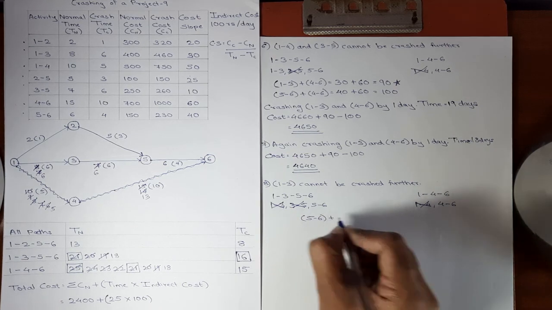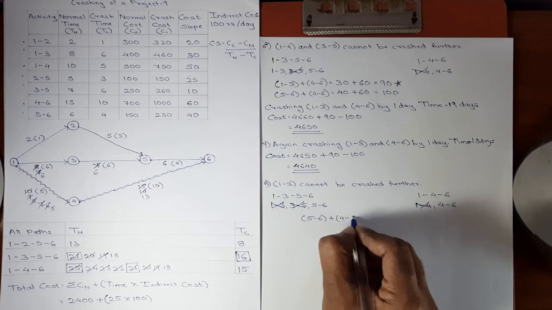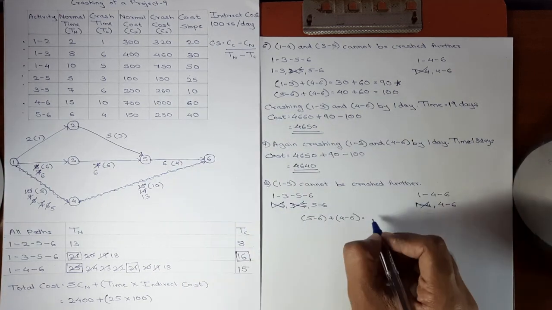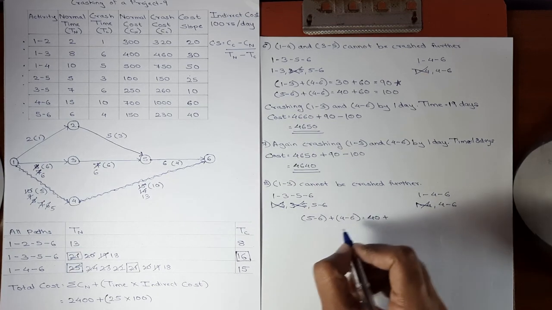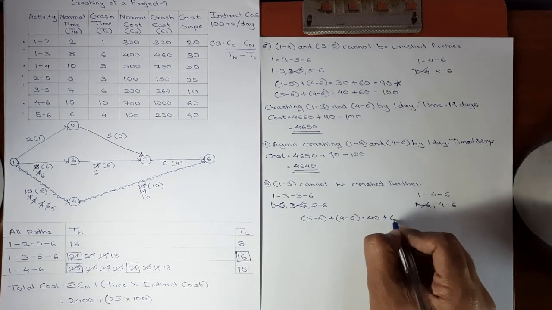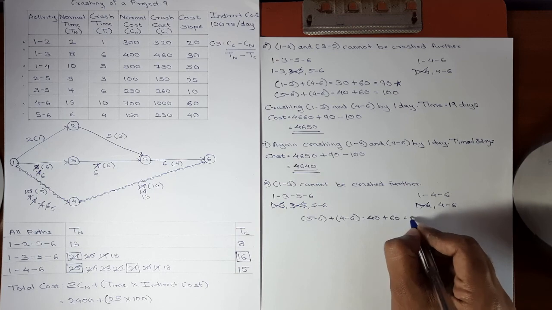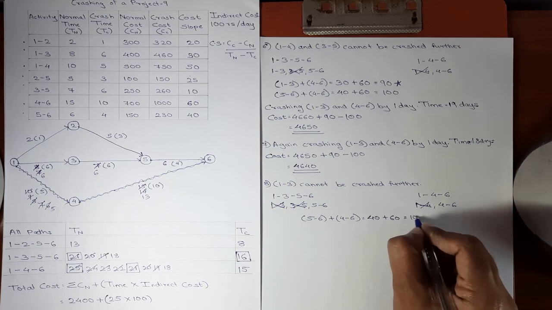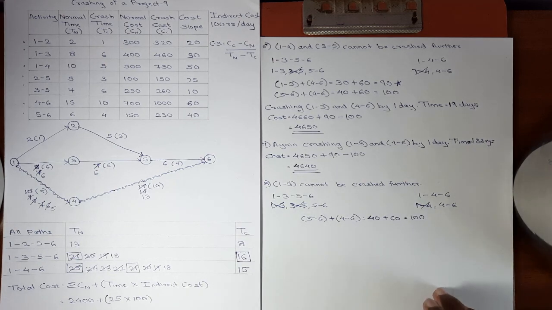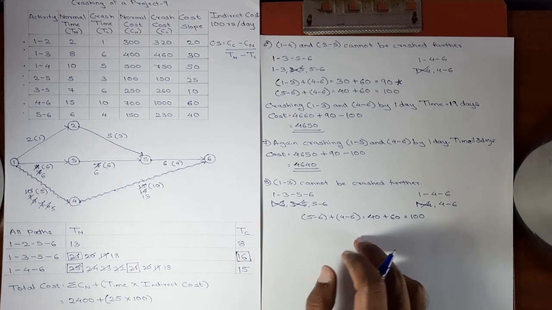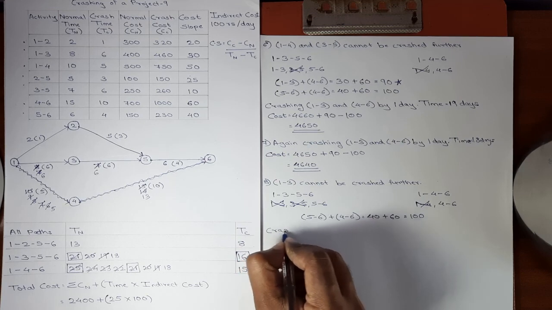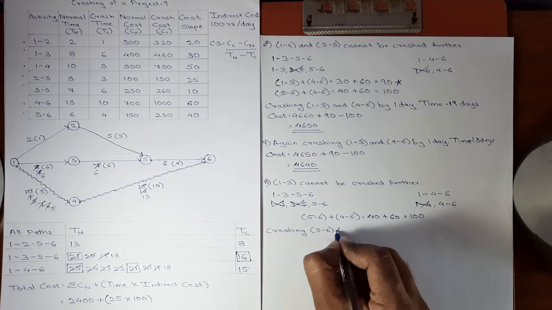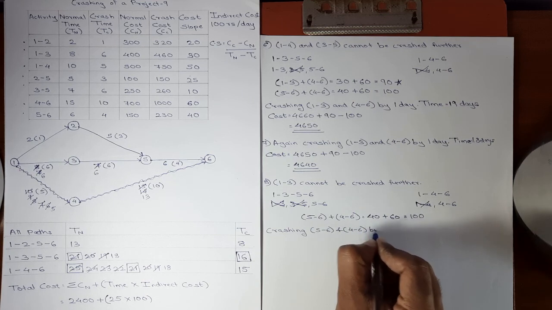5, 6 plus 4, 6. Cost slope of 5, 6 is 40. Cost slope of 4, 6 is 60. 60 plus 40 is 100. There is only one combination. So we'll be crashing activity 5, 6 and 4, 6 by 1 day.